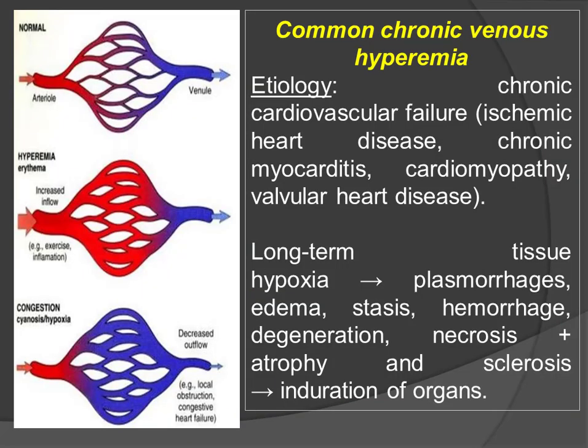General and local chronic venous congestion. There are the same factors as in acute venous congestion, plus growth of connective tissue, that is fibrosis, plus atrophy. A long-term chronic venous congestion leads to chronic hypoxia, resulting in the capillary parenchymal block.